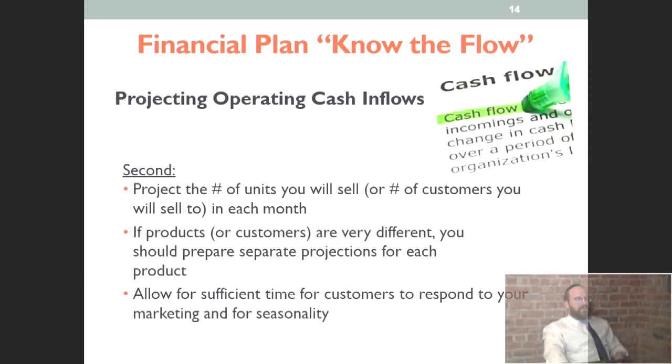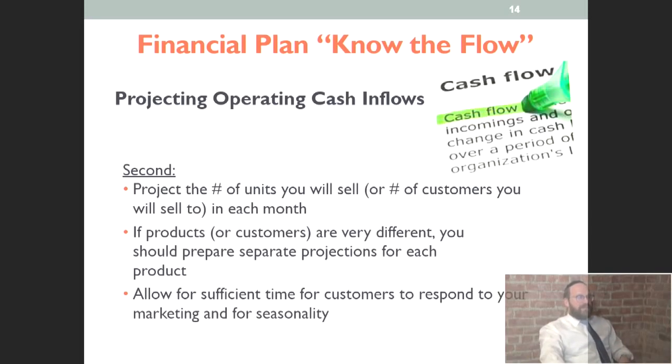So you project the number of units you will sell or the number of customers you're going to service. If the products are very different, then you may want to make separate projections for each product that you're going to be selling. And that was going back to what we said originally. In our model that was given to you, there are 3 revenue streams, which you can in theory break out so that you can tweak the assumptions based on whichever product or revenue stream you're building your model on.